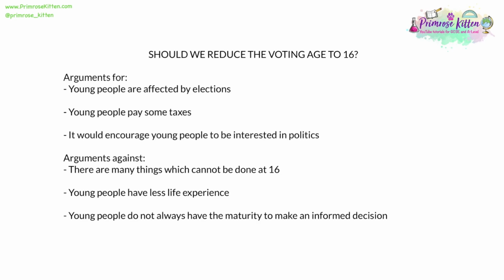A key question in this unit is, should we reduce the voting age to 16? There are arguments for and against. Arguments for include that young people are affected by elections. They pay some taxes, and it would encourage young people to be more interested and involved in politics and current affairs. Arguments against include the following. There are many things which cannot be done at 16. Young people have less life experience and do not always have the maturity to make an informed decision when voting.